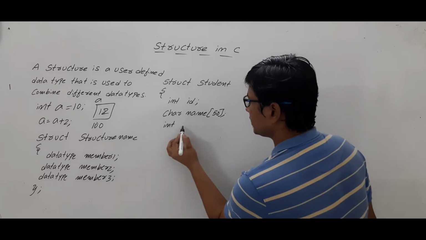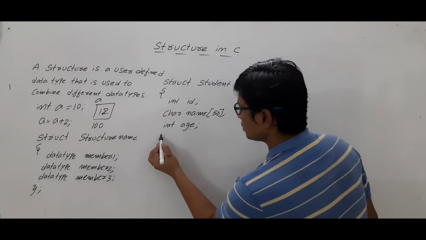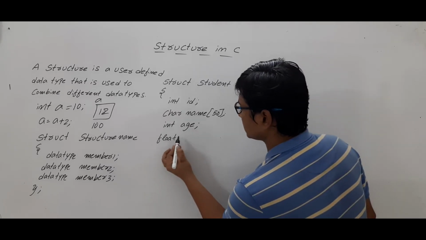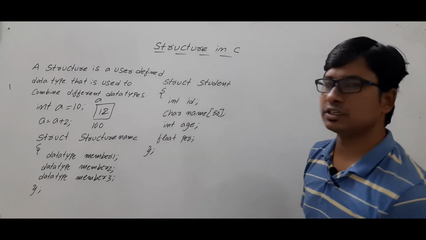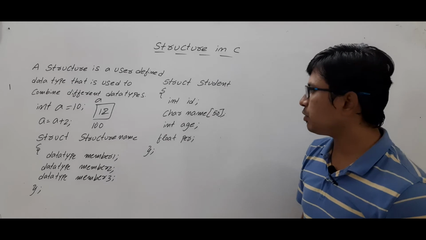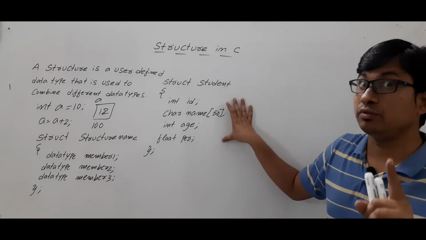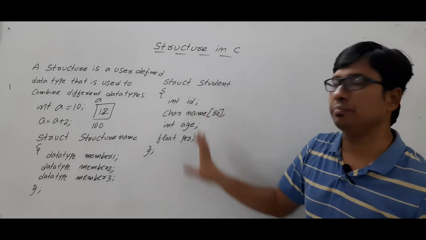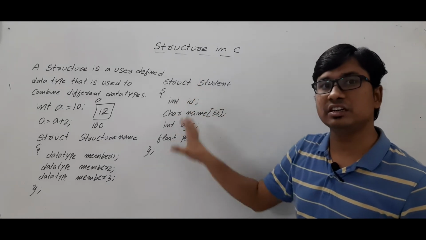So I am writing it as int age. I want to store his percentage, so float percentage. Okay, this is the definition of a structure called student. And remember one thing, once we define the structure, the memory will not be allocated for these members. Remember this point, because this is a structure definition.